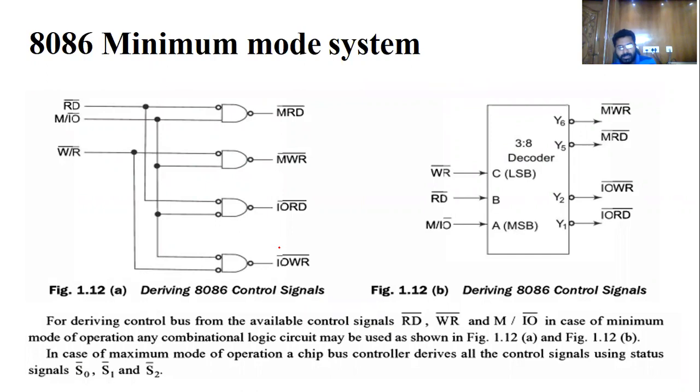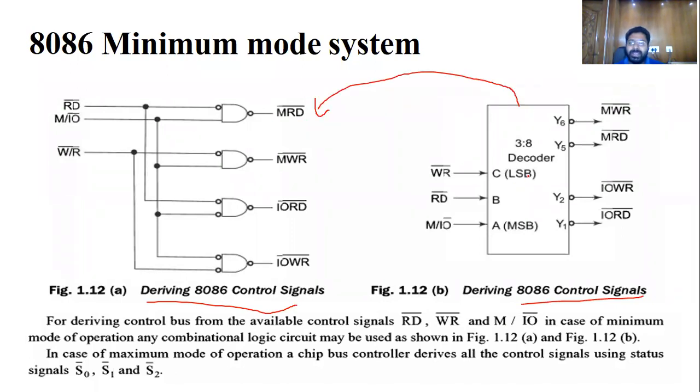These are some decoders used while we are connecting the diagram. The syllabus also includes the control signals of the 8086 microprocessor. They may ask this as a question, so you should remember this one. It is very easy. This is the basic diagram, built in.